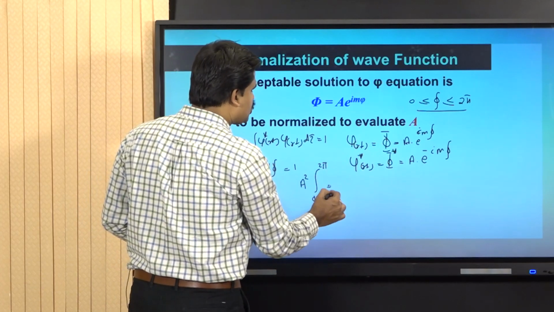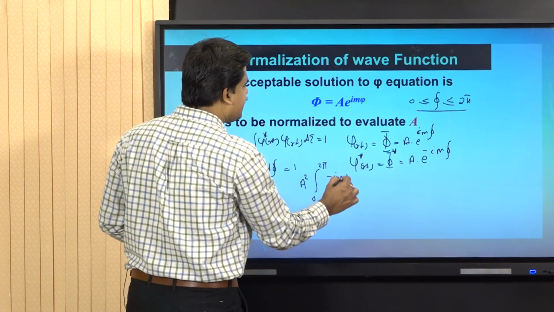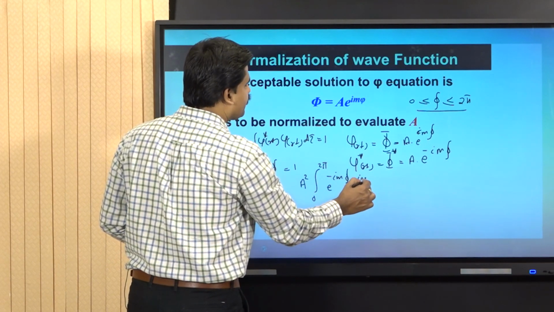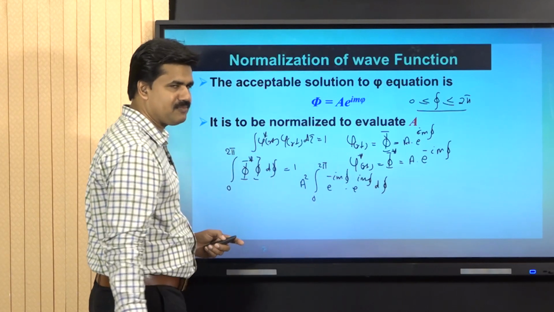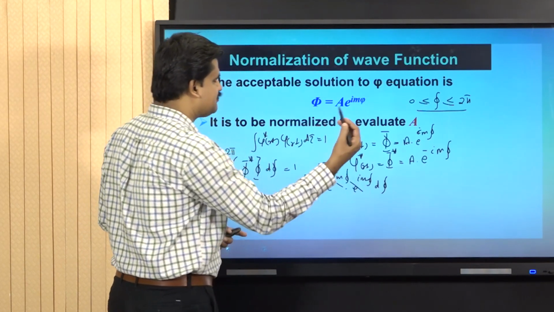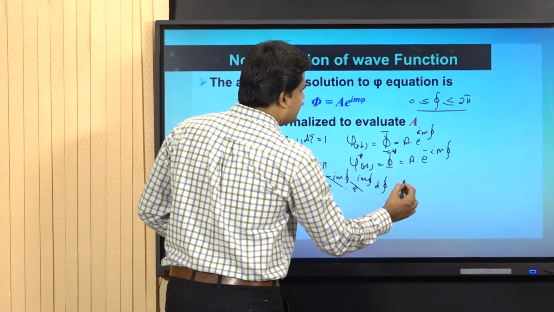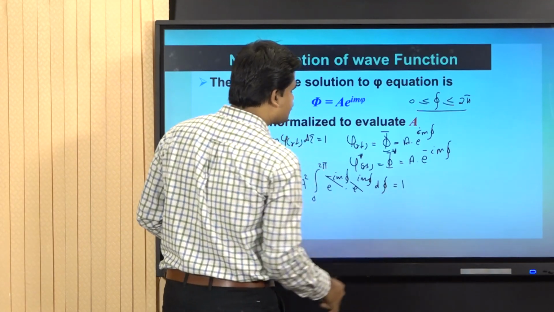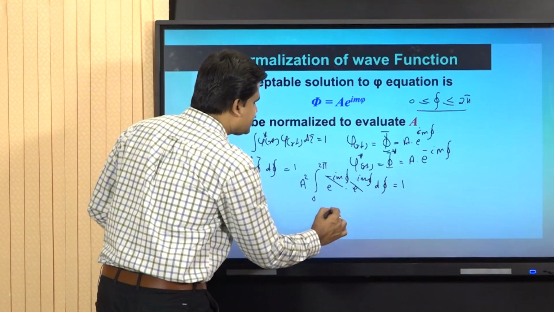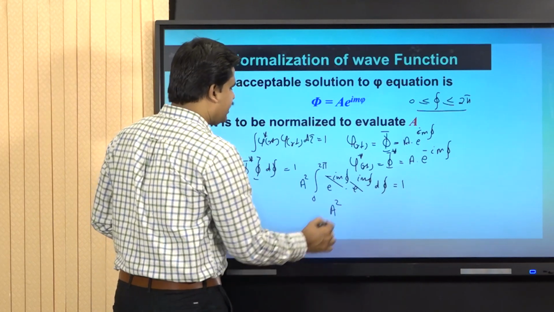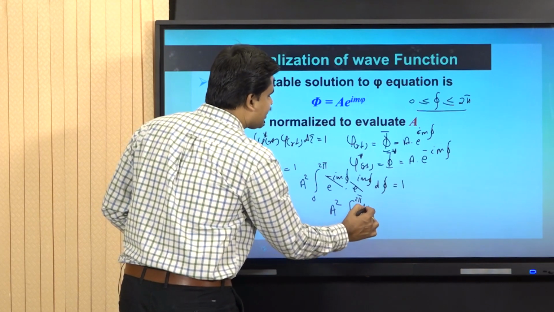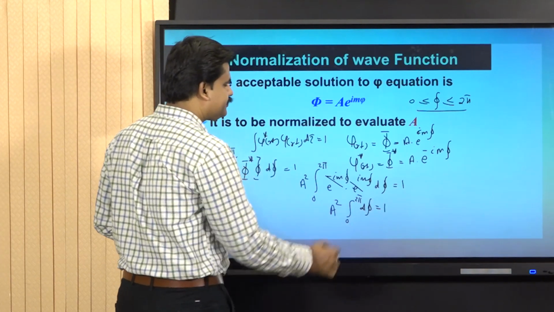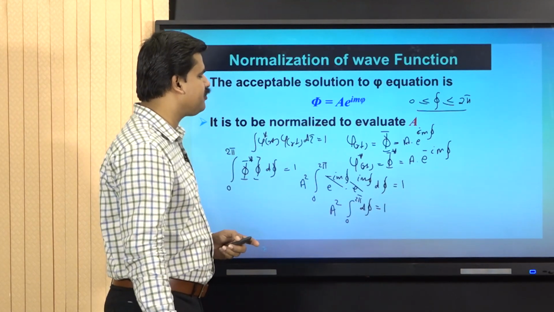e raised to minus im phi into e raised to plus im phi d phi. a raised to m into a raised to n is a raised to m plus n. These two terms vanish, and the result will be, this RHS must be 1, and on integration we are getting A square into integral 0 to 2 pi d phi must be equal to 1. Integral 0 to 2 pi d phi.